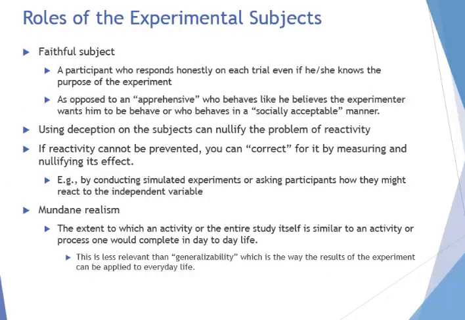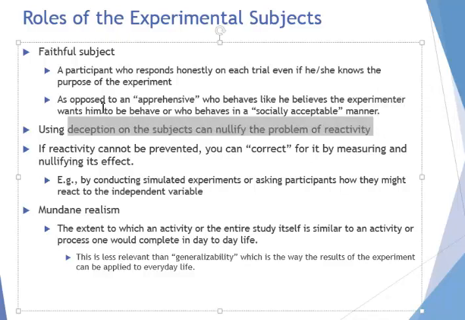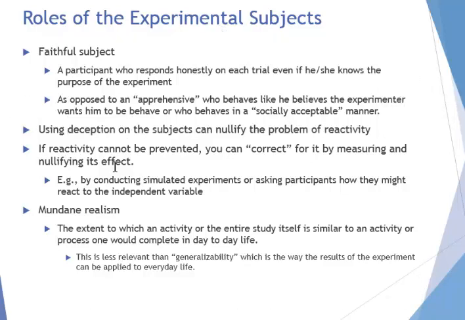In terms of experimental subjects, you could have a faithful subject, which is someone who responds honestly. That's the opposite of the Hawthorne effect. That's someone who tries hard to respond 100% honestly to whatever's going on, and this is obviously what you want. You want people who are as faithful as possible and don't react in a way that they think is being asked of them. They want to react in as natural a way as possible. Using deception on the subjects can nullify the problem of reactivity because they don't know they're being tested.